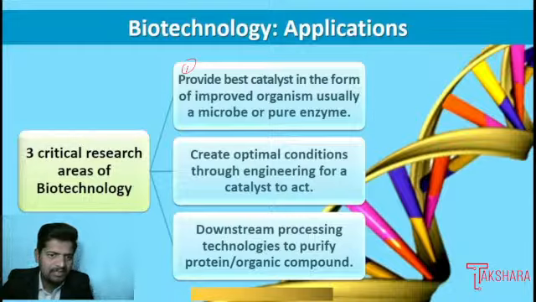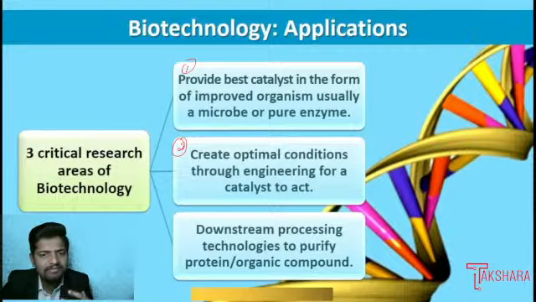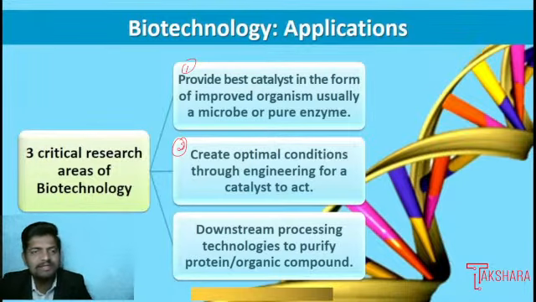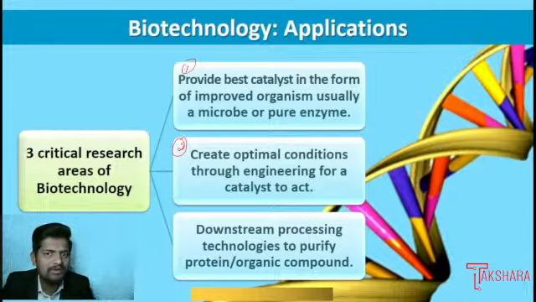This is the first important research criterion for biotechnology. And coming to the second important critical area: creating very optimal conditions through engineering for the catalyst to act. Creating the conditions is very important, whether temperature, humidity, or a requirement of vitamins, through genetic engineering, for it to act as a catalyst. So this is also another important concept of applications. And the last one is downstream processing techniques or technologies to purify the organic compound.